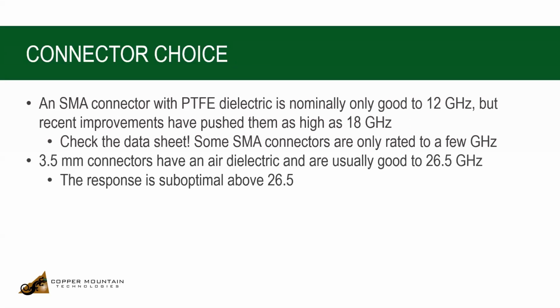So it's worth mentioning that an SMA connector with a PTFE, Teflon dielectric, is normally only good to 12 gigahertz, but recent improvements have pushed them up to about 18. So check the data sheet. Some SMA connectors are only rated to a few gigahertz. 3.5 millimeter connectors, on the other hand, have an air dielectric and are usually good to 26.5. Then, of course, people ask, well, can I go above 26.5 gigahertz? No, you really can't. If you get to about 27.5, there's a mode, and there'll be a big dip in your response. So 26.5 is it for a 3.5 millimeter connector, to my knowledge.